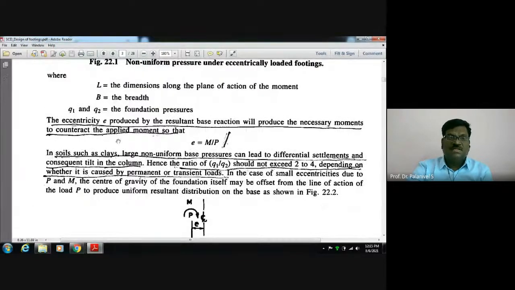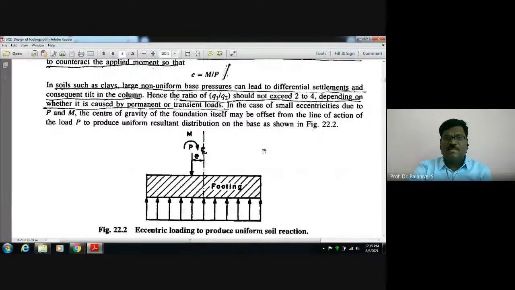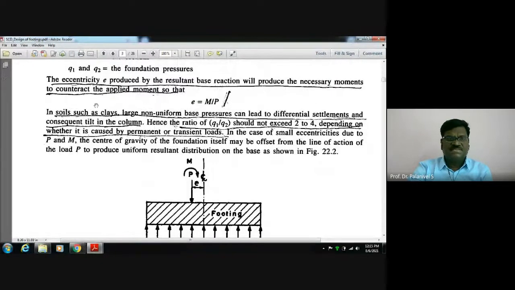The resultant base reaction will give e equal to M by P. M by P will give you the eccentricity at the base. If required, you can compute it. Otherwise, no need. In your calculation, anywhere required, we can use it. And then what about soils such as clays?